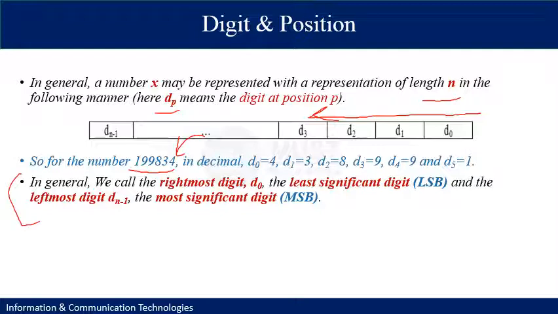In general, we call the rightmost location the digit 0 or the least significant digit, and if we're going into binary terms, it will be used as the least significant bit, and the leftmost digit is at the location d of n minus 1, where n is the length of the number. It is called the most significant digit, and if we're referring to binary, it is the most significant bit.